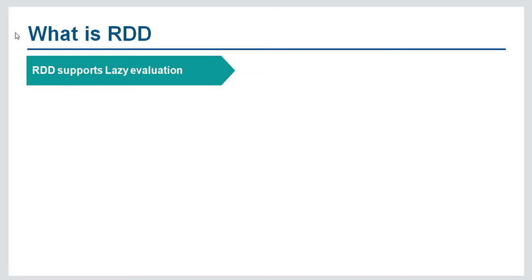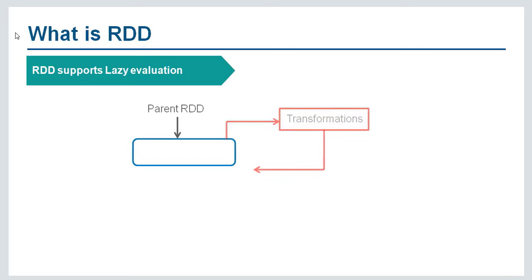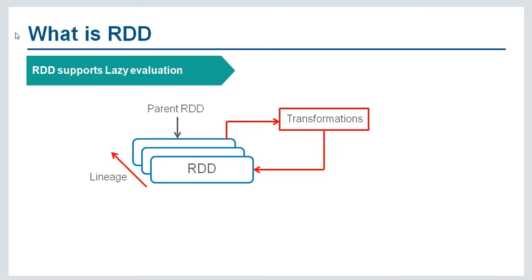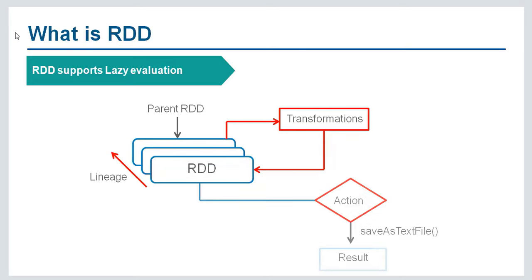RDD supports lazy evaluation. When we call a transformation on top of a parent RDD, Spark is just maintaining the lineage. The actual work happens when an action is encountered. This is called lazy evaluation, and this is done for performance optimization and fault tolerance.